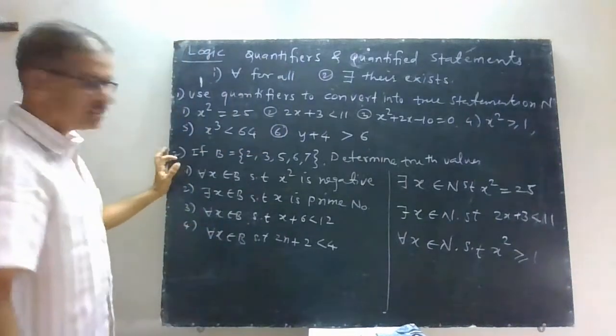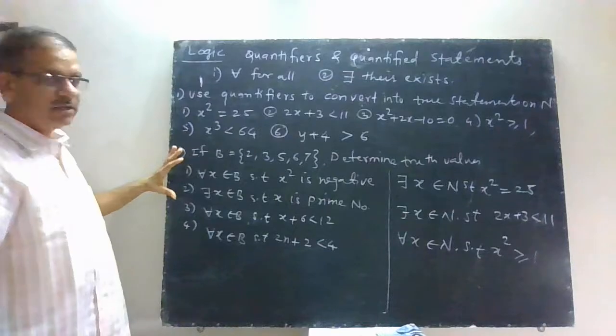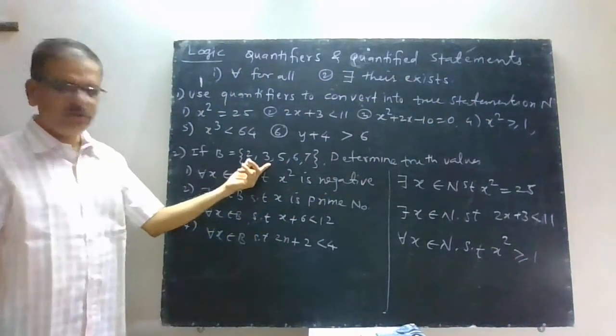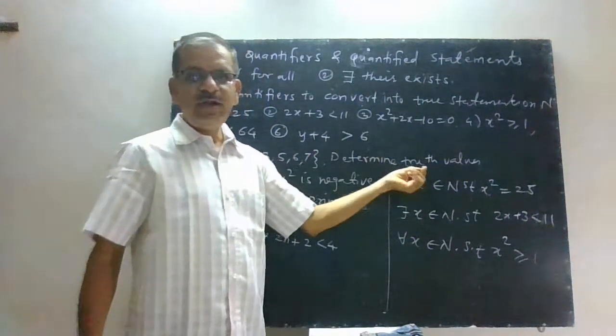Now see the next question. See, there are only two types of questions asked on quantifiers. Second one, you have been given a set V, there it was set N, here a particular set is given to you. Now you have to find the truth value of the given statement.